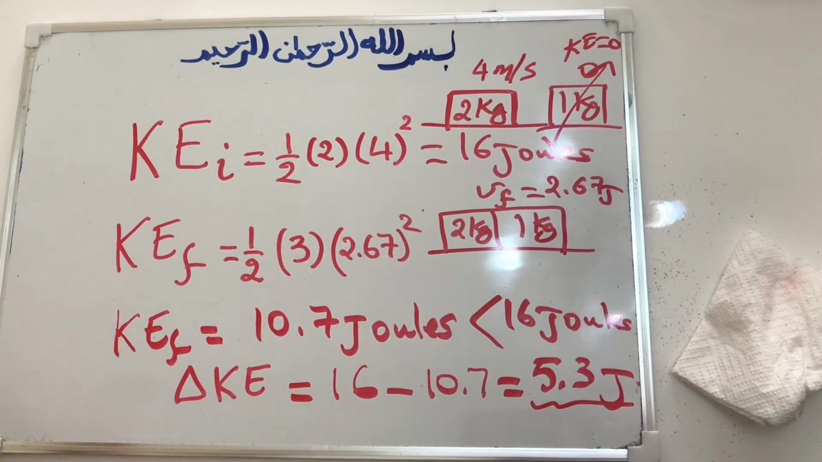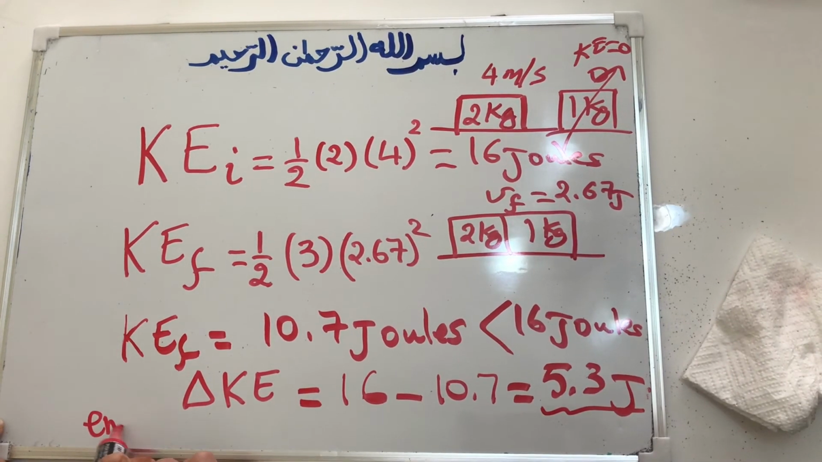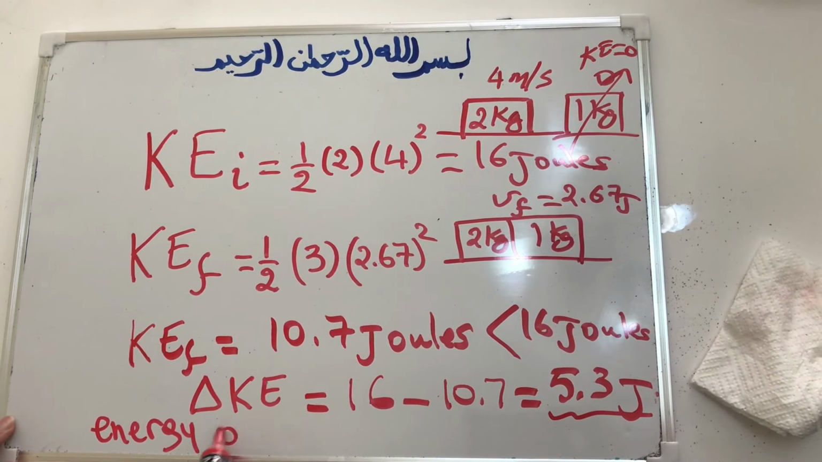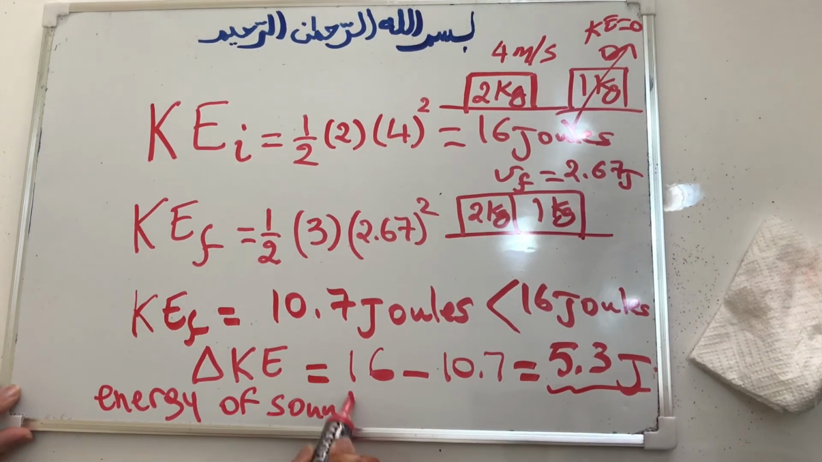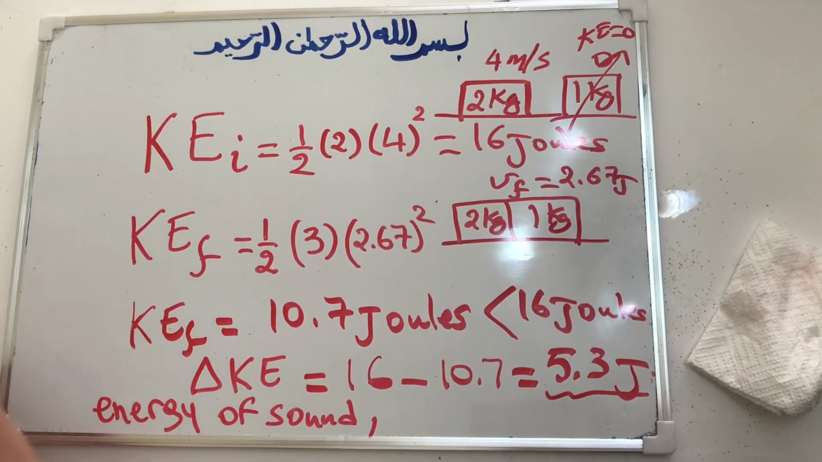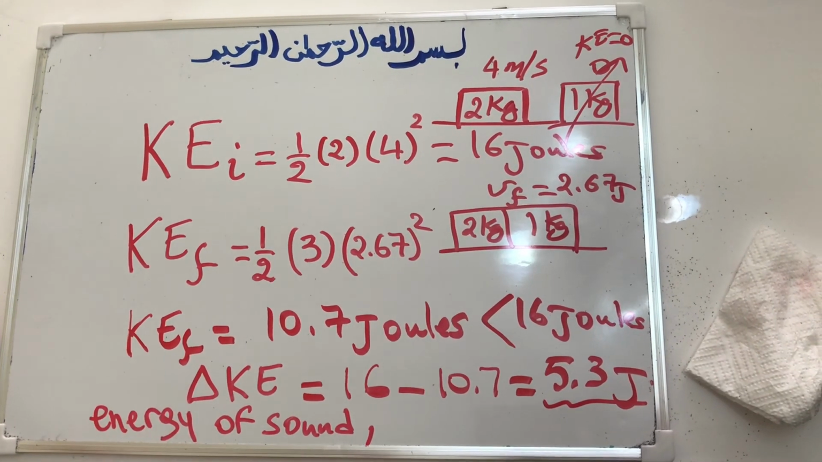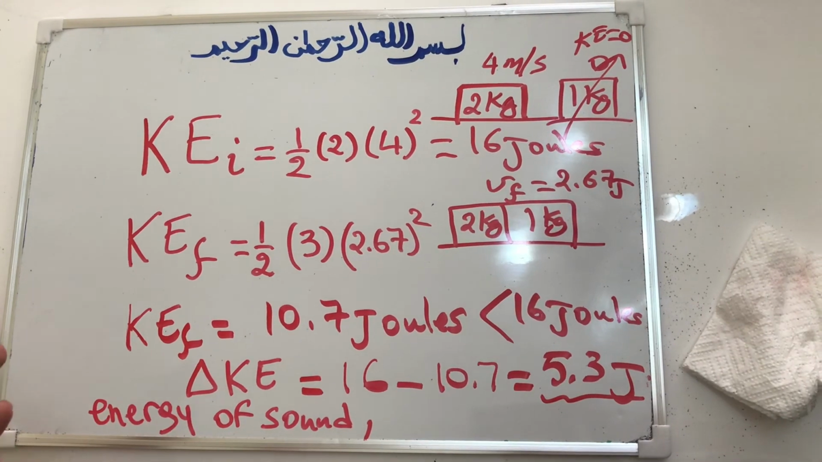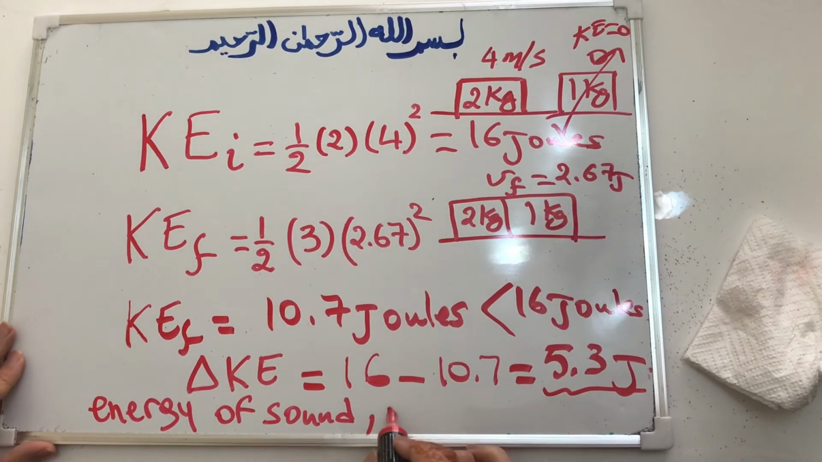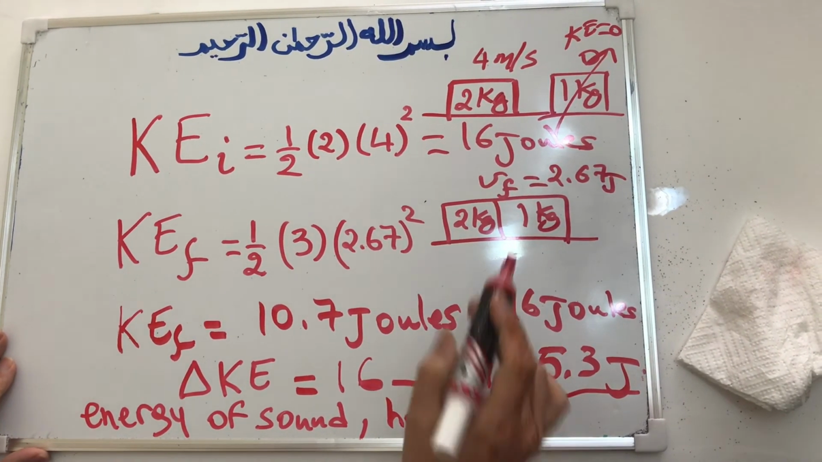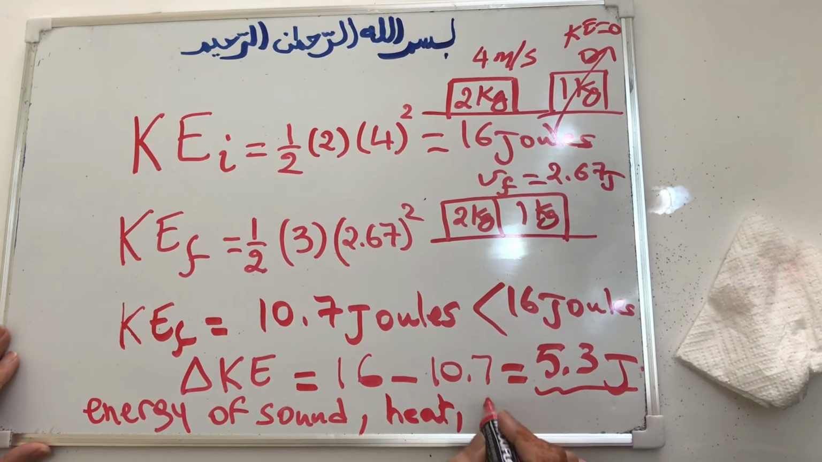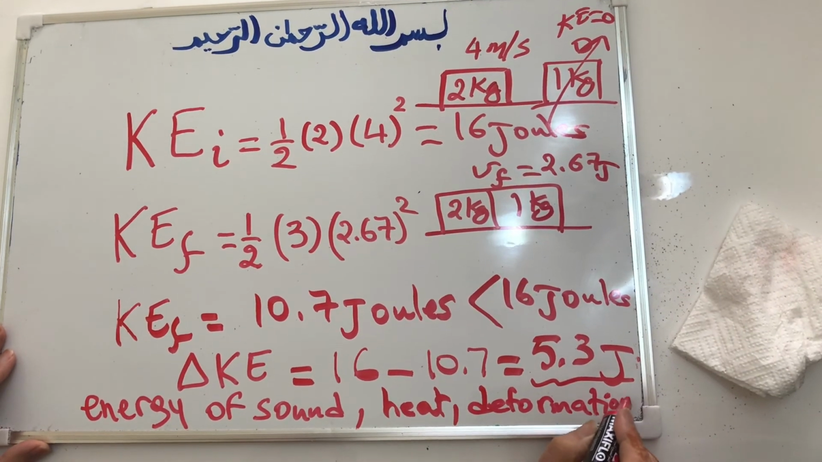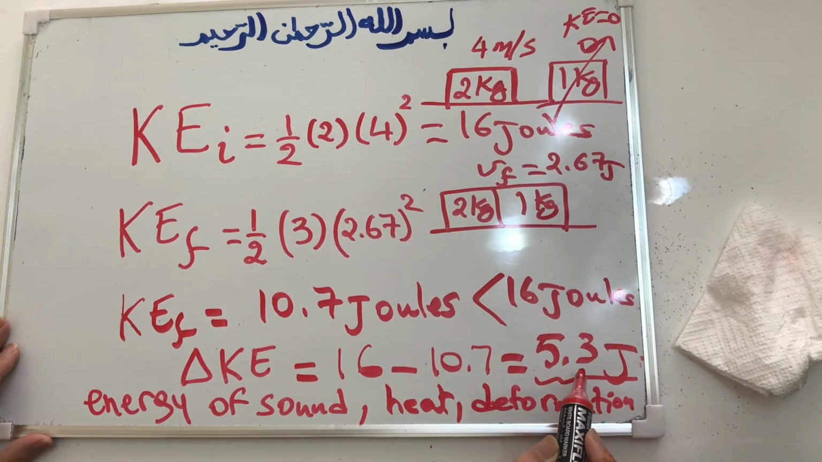They went to energy of sound. When they stick, they release some sound. That sound has energy. Heat, you know, if you clap your hands, we always use this example. If we clap our hands, we feel heat, and then there's sound. So energy of sound, heat between the two carts, and maybe deformation. These are possible ways that the 5.3 joules were used.